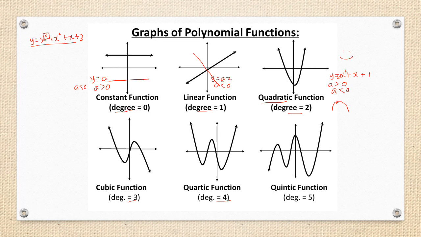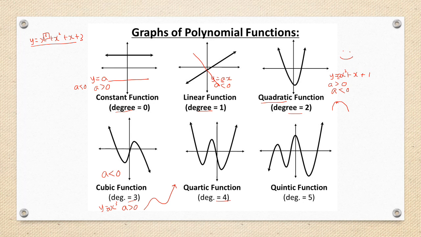A cubic function is an equation where the highest power is x power 3. If the constant a is larger than 0, you have a graph that looks like this. You have this graph when a is smaller than 0.